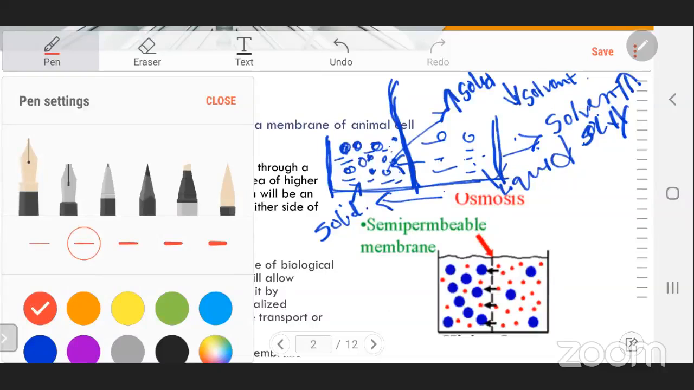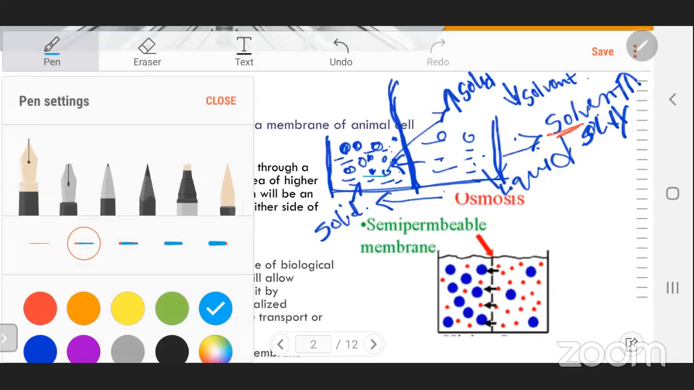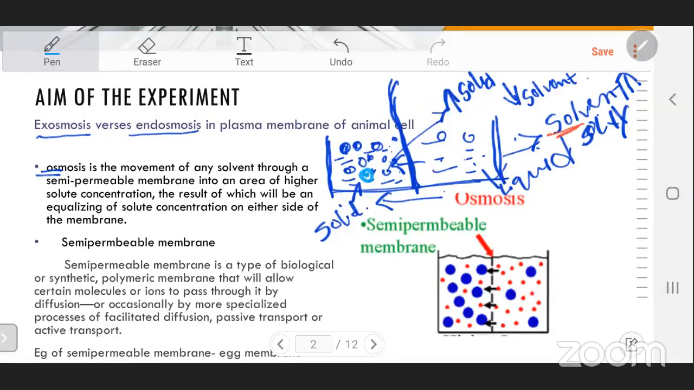So I will change my pen color so that you can understand it clearly. Here, more amount of solvent. Here, more amount of solid particles, that is solute. So osmosis will definitely happen in this direction. That is, the water molecules or solvent molecules, the liquid molecules, will travel through this semi-permeable membrane from higher concentration of liquid to the lower concentration of liquid. This whole process is known as osmosis.